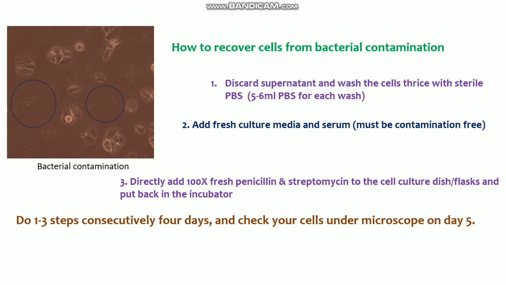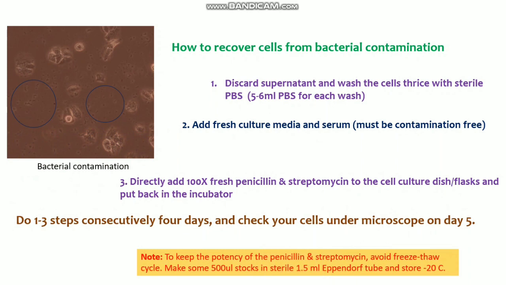You need to do these 3 steps consecutively for 4 days, and on day 5 you need to check the cells under the microscope. The background should be clear, and the cells should grow faster than before. This is the indication that the cells are getting better, and the morphology of the cells will also be better. All right.